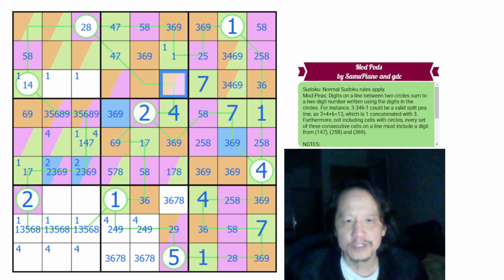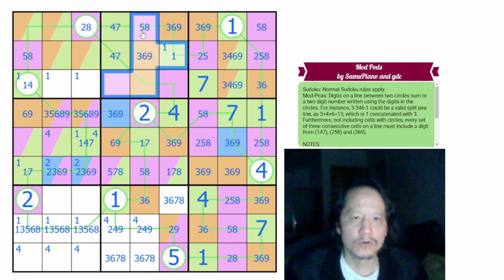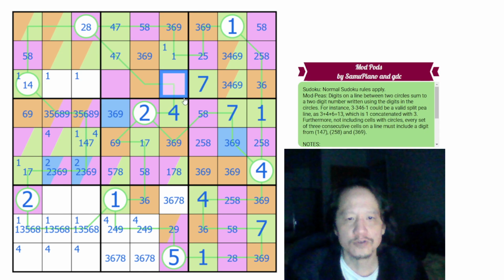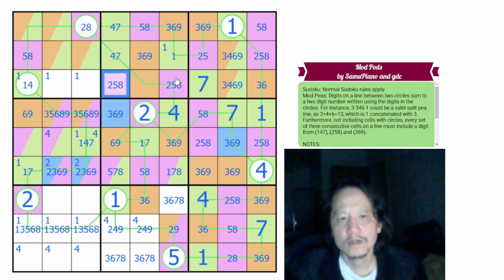Therefore, this is orange, which means this can't be orange. This is pink. This can't be orange. This is pink. So we have all 3 oranges in box 2. Therefore, those are 2 pinks now. So this is 2, 5, 8. This is 2, 5, 8.